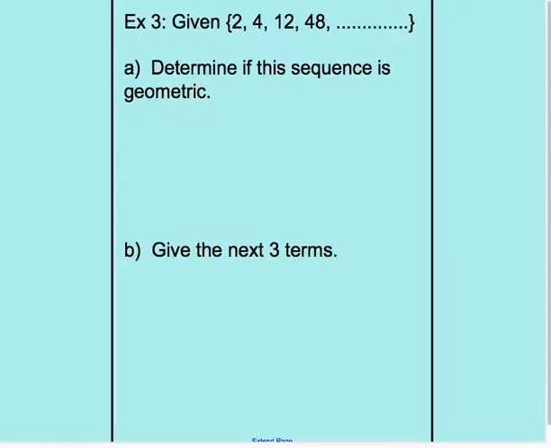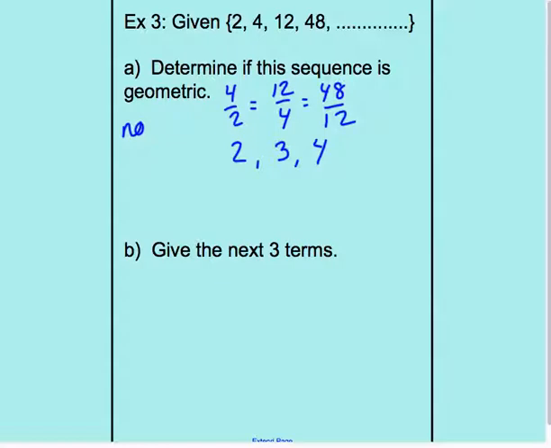All right, similar looking sequence. So let's see if this one's geometric. 4 divided by 2, does that equal 12 divided by 4? And does that equal 48 divided by 12? Well, when we simplify each of these, we get 2, 3, and 4, which of course are not equal, so this is not a geometric sequence.